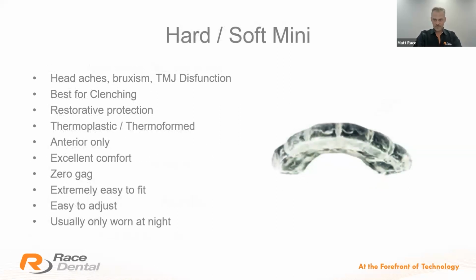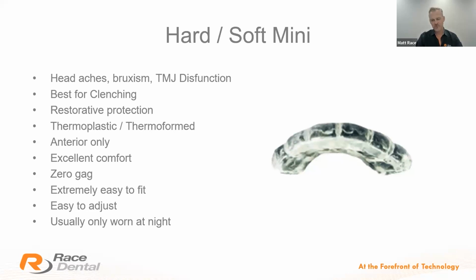Here's our hard soft mini or anterior mini splint. Great for headaches, bruxism, TMJ dysfunction, and this is the best splint for clenching. If the patient does clench predominantly during the evening or any time of the day, because this is only an anterior splint that goes from 3 to 3, it's fantastic for people. It just deprograms the patient and disallows that posterior clench. So if you have any patients that have clenching issues, you might want to consider a hard soft splint.